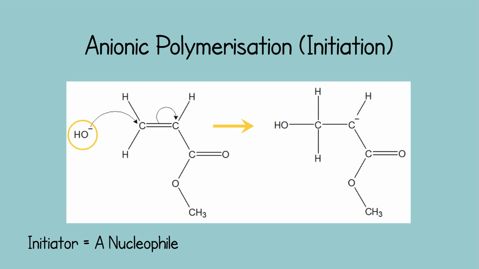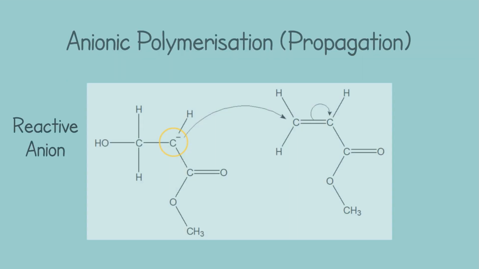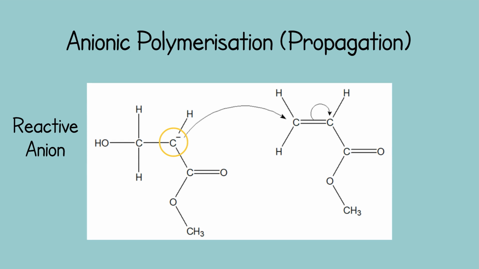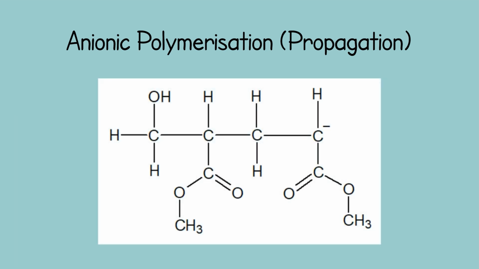Following attack, a highly reactive anionic species is formed. This anionic species goes on to react with further monomers in the same way that the nucleophile did in the initiation step, lengthening the polymer chain. The property of anionic polymerization that makes it so useful is that there is no termination step. Termination will only occur by reaction of the anionic reactive end group with the solvent, an impurity in the reaction mixture, or by the addition of an electrophile.